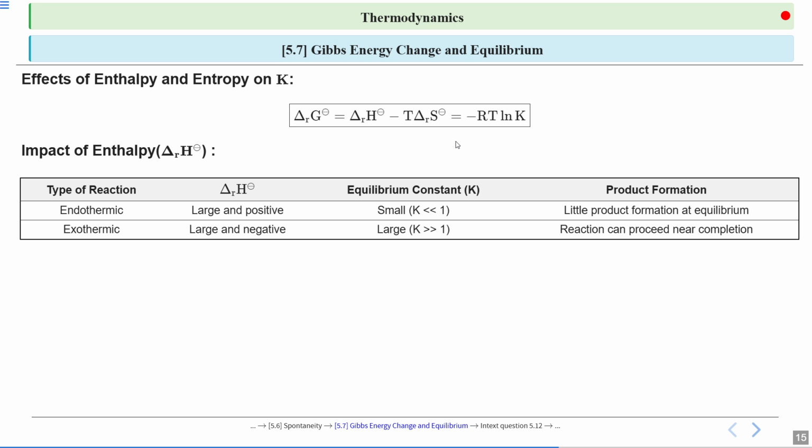The negative will get cancelled out, so you will get a greater RT ln K value. That means your K value will be greater. Now let us try to understand the same with the help of entropy.